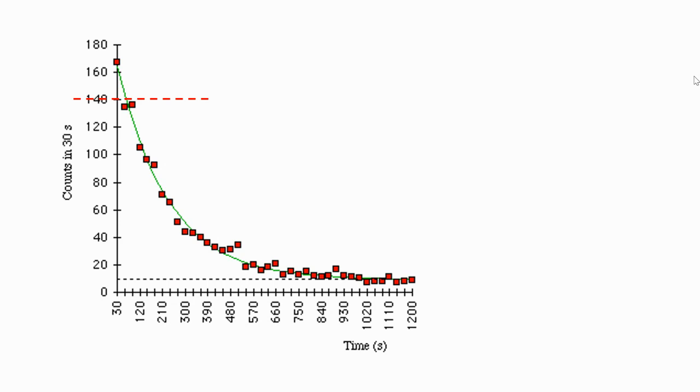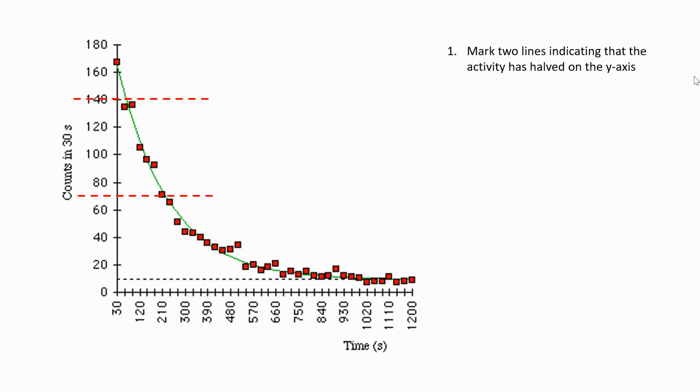These lines, I can choose wherever I like on the y-axis to begin with. I'm going to say a count rate of 140. One half-life, I'd expect that count rate to halve. So I'm going to draw a horizontal line at 70 as well. So I've marked two lines in, indicating the activity is halved.